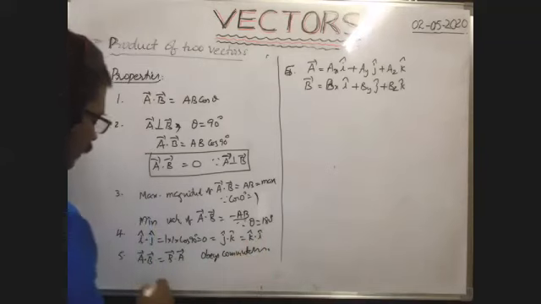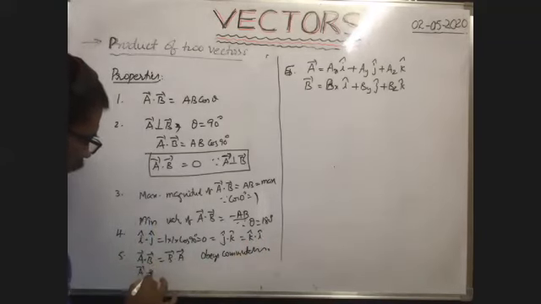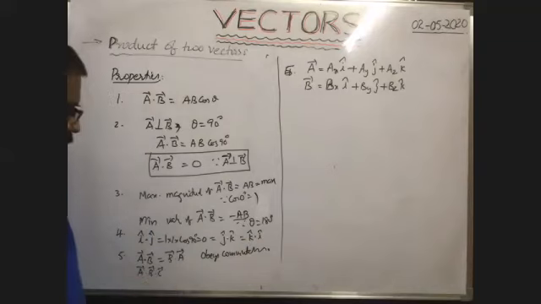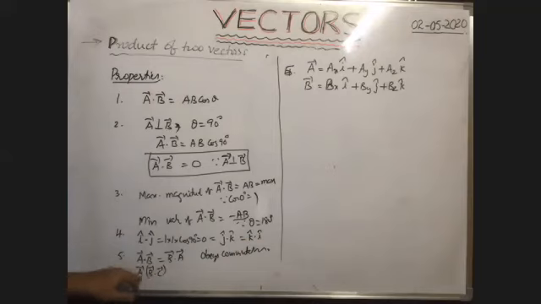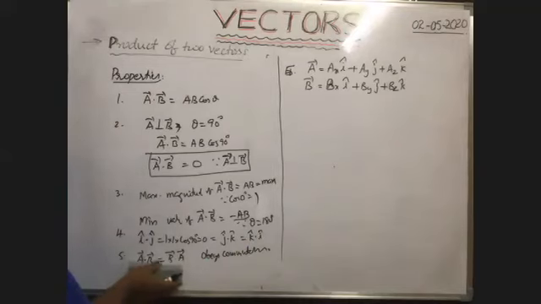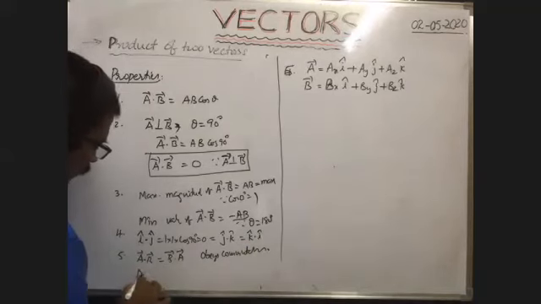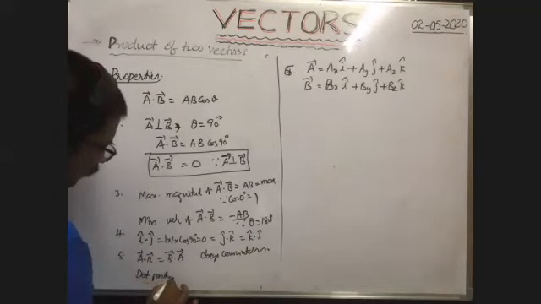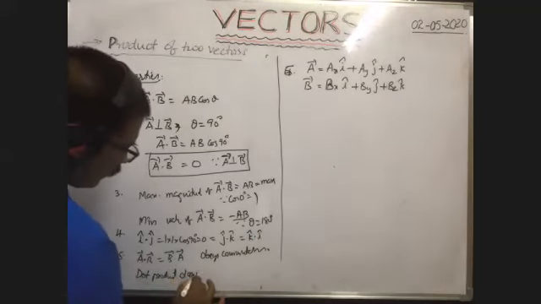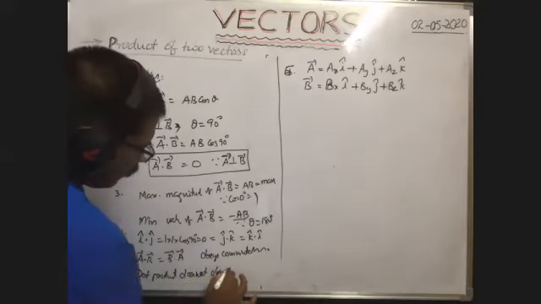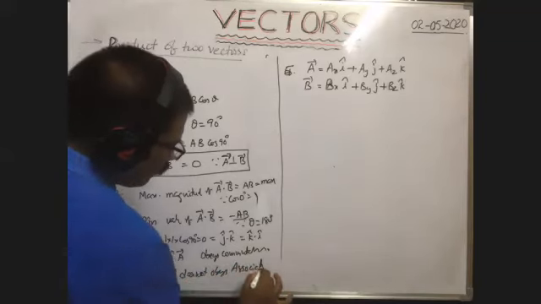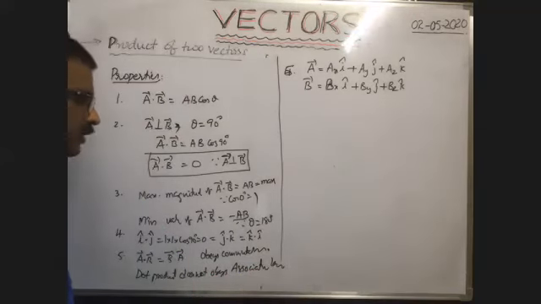But it does not obey associative law, because a bar dot b bar dot c bar we cannot write. If you take the dot product of any two vectors, that gives a scalar. Between a scalar and a vector, there is no dot product, no. That's why the associative law is not obeyed by the dot product. Dot product does not obey associative law.